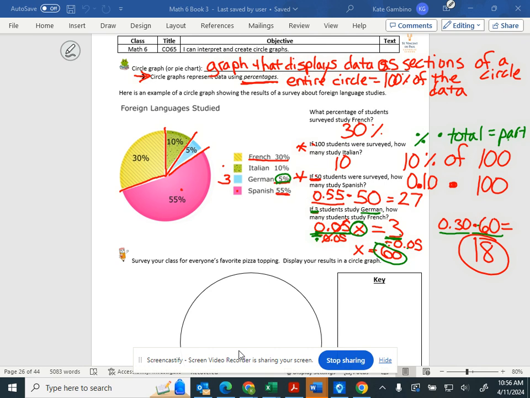Then we use that to figure out how many studied French, using that same formula of the percent times the total. And I think when we actually did it as percentages, we called it the whole. Percent times the whole equals the part. We're going to keep moving, but if you want to review that again, we can.